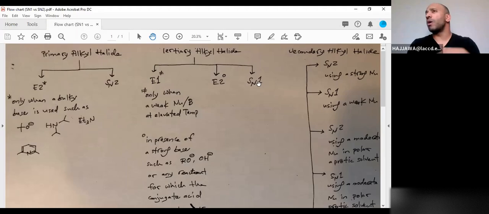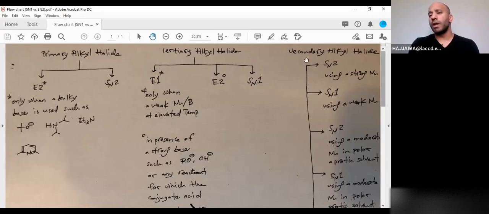Why would it go SN1 non-elimination? Then obviously you are using a strong nucleophile, but it's not a strong base, like an I minus, for example, or an S minus, or cyanide. All of these are strong nucleophiles, but they are not strong bases. So you cannot have an elimination product.